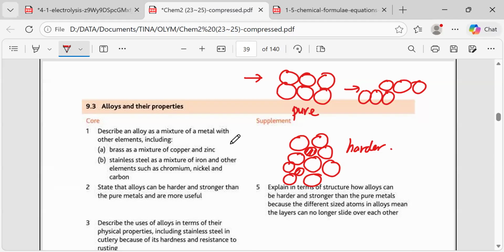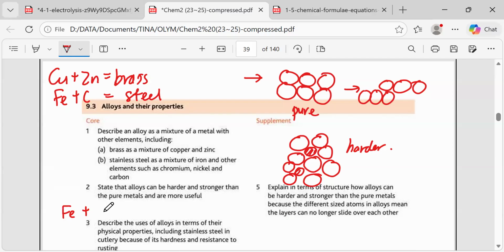What do you need to memorize? Copper and zinc make brass. Iron and carbon make steel. Iron, carbon, chromium and nickel make stainless steel. What's the difference? Steel is the one you use to make houses, bridges, cars. Stainless steel is the one used to make surgical knives, the expensive one that does not rust at all.